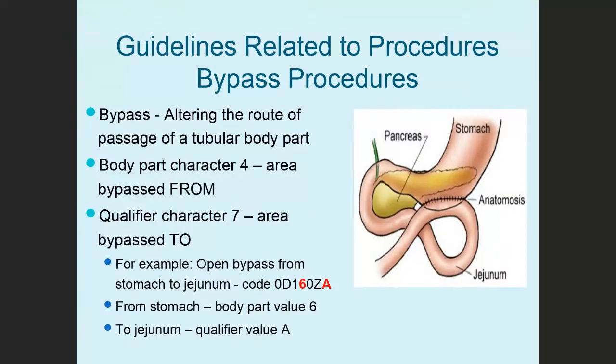Bypass procedures. For bypass procedures, the body part character bypassed from is character 4. The body part bypassed to is the qualifier character 7. So for example, open bypass from stomach to jejunum. This is stomach, body part, and this is jejunum.